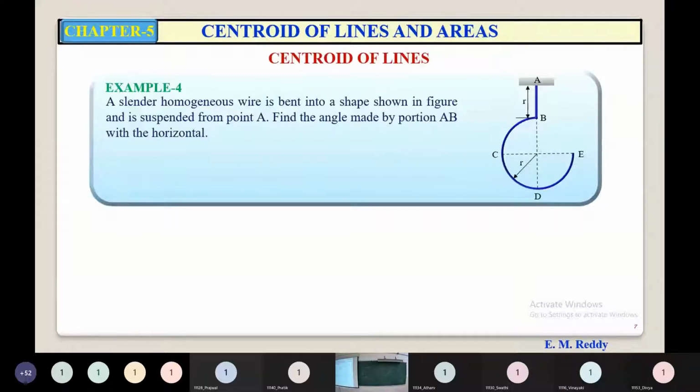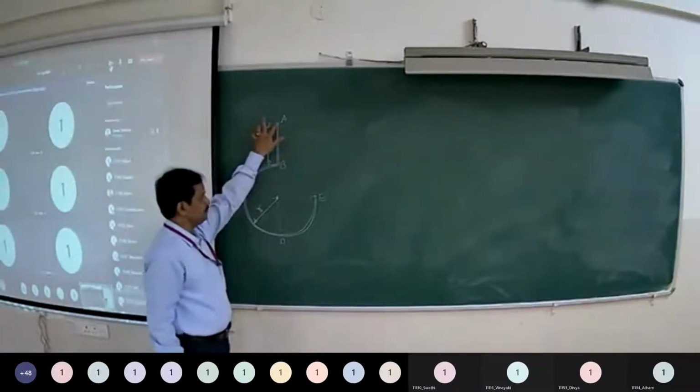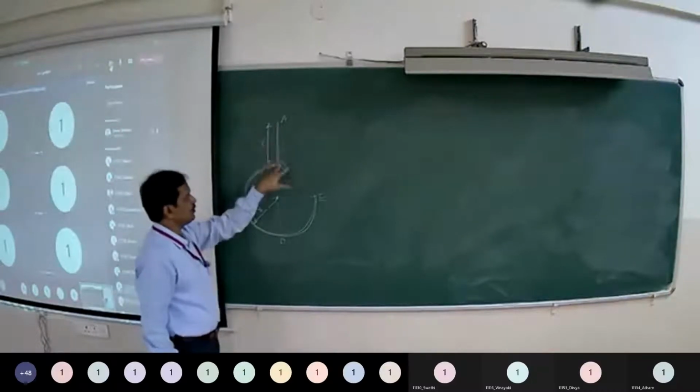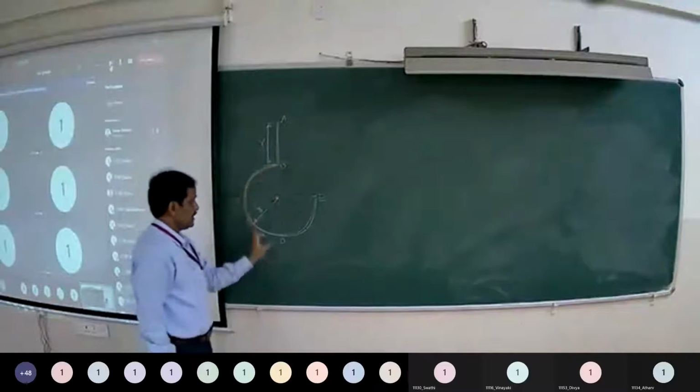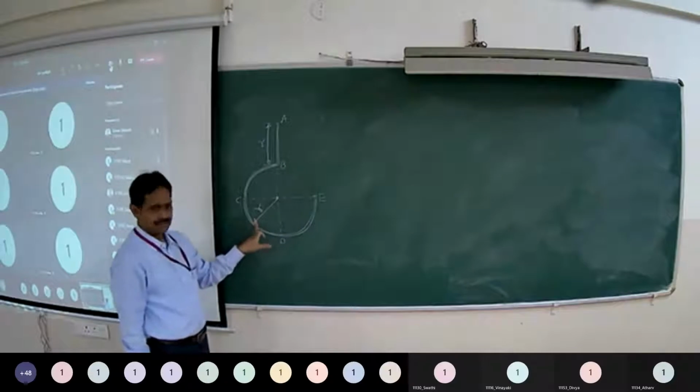Now the next example. A slender homogeneous wire is bent into a shape shown in figure and is suspended from point A. Find the angle made by portion AB with the horizontal. So this bend is suspended from point A. It is having length of portion AB as R and radius of this circle is given R.